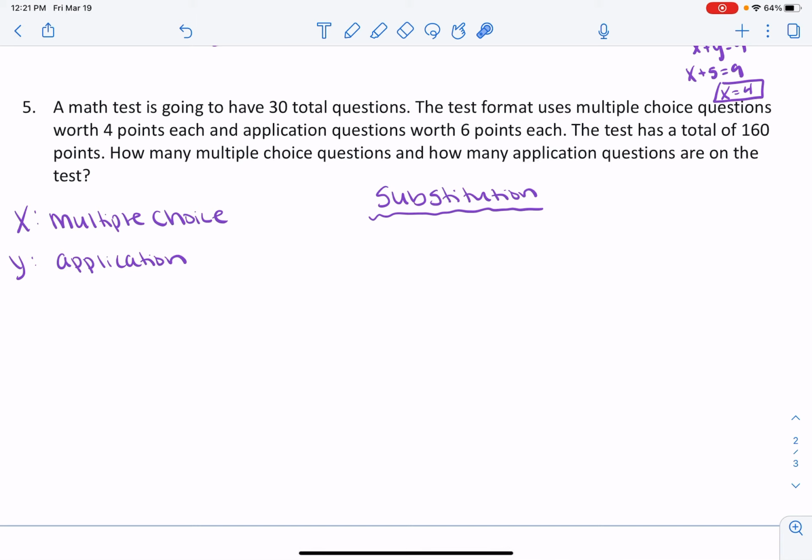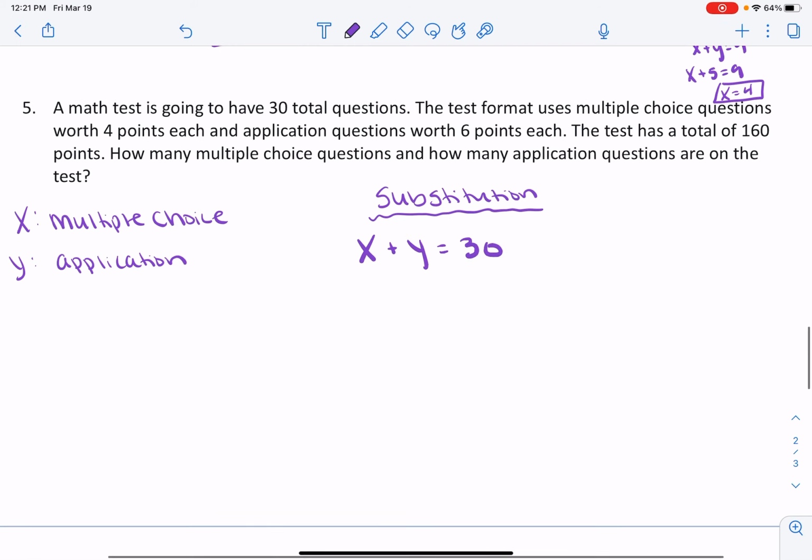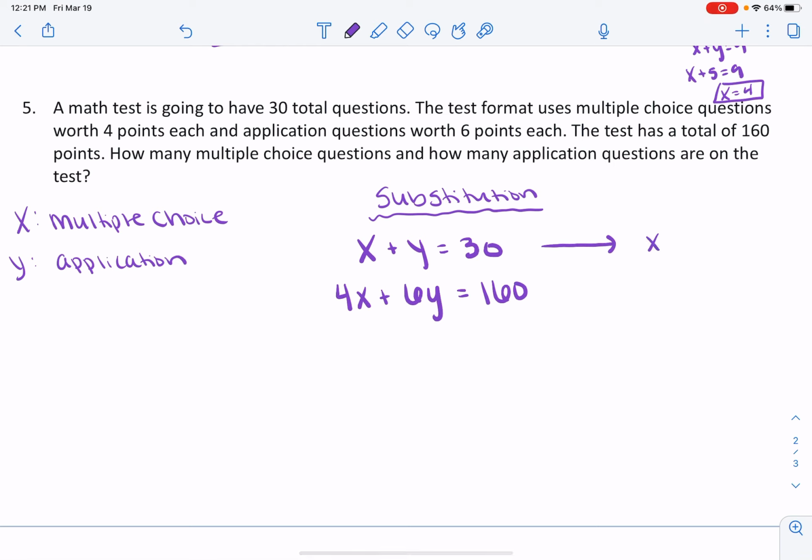So the first part here tells me, I labeled x for multiple choice, y for application. It tells me that the multiple choice plus application, there's 30 questions. 4 points for multiple choice and 6 points for application with 160 points. There's a couple methods we could use. I think let's go ahead and use substitution. So what I'm going to do is change this one. I'll subtract x on each side, so y equals negative x plus 30.